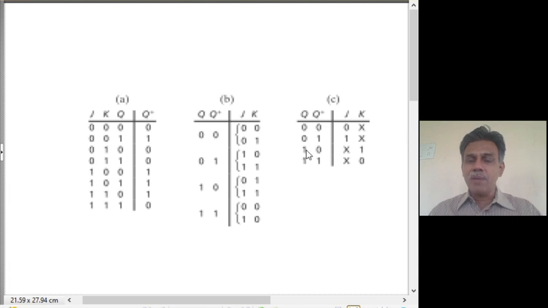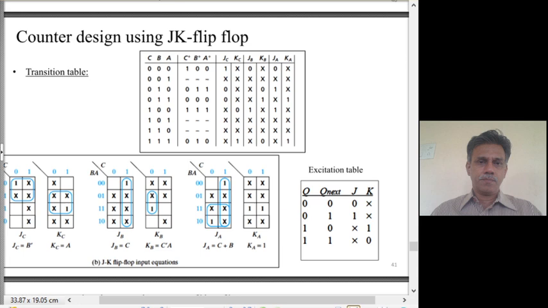Again 1, 0 means it can be either toggle or reset condition. So correspondingly we can find that toggling means 1, 1 or reset means 0, 1. So j can be anything but k has to be 1. So in a similar manner this can be either no change or set condition, that will lead to x, 0. So this is the excitation with which we will be working during the design of a JK flip-flop based circuit.